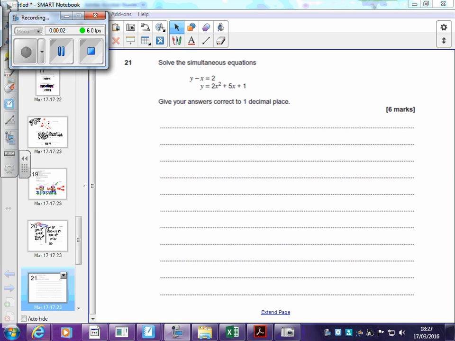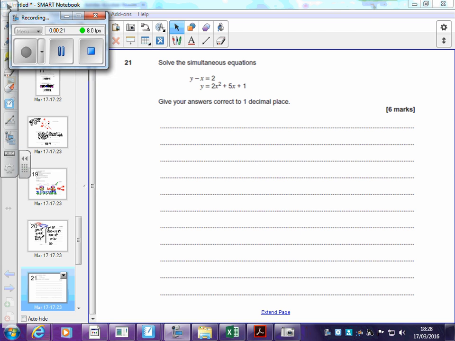Question 21, we want to solve these simultaneous equations, giving our answers correct to one decimal place. Okay, so this isn't the linear equations where you can multiply to get the coefficients, like the numbers in front of the x's or the y's, the same. This has got a quadratic one, so we're going to have to substitute the linear one, so the easier one, into the more complex one.